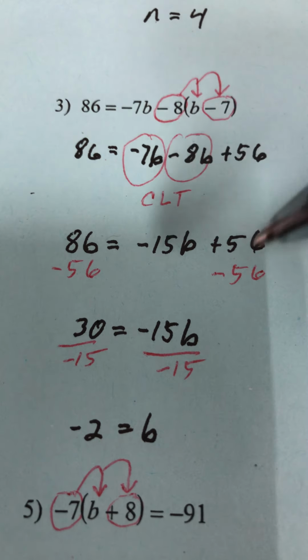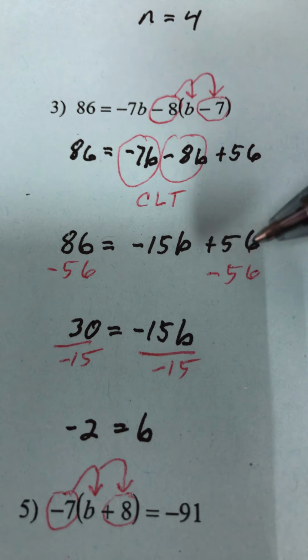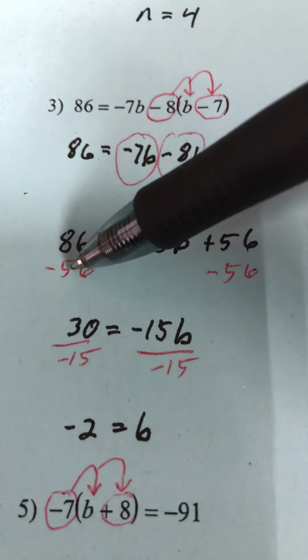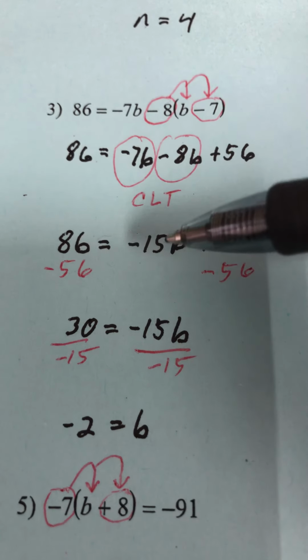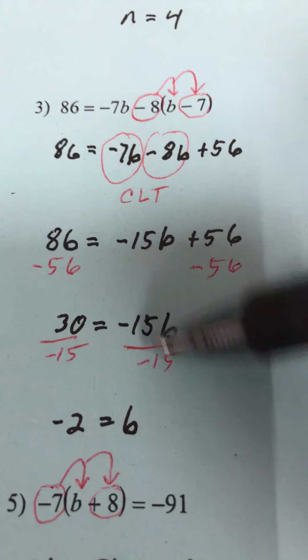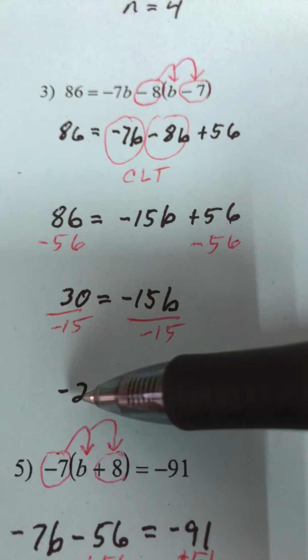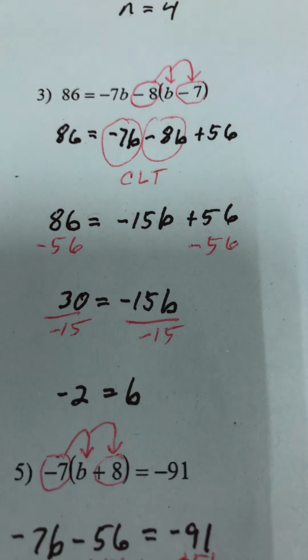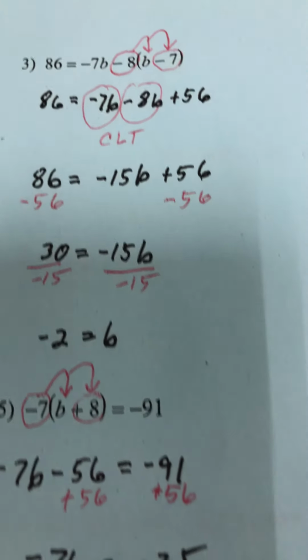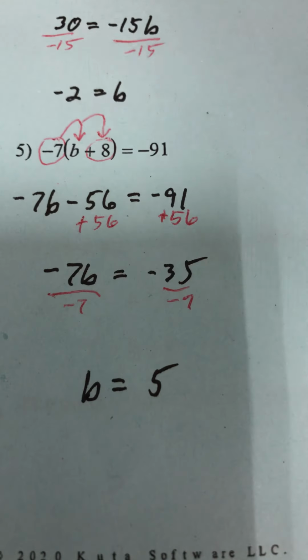That's combining like terms. Now I've got to get rid of this plus 56. So I subtract 56 from both sides, and that leaves me with 30 equals negative 15b. I'm dividing both sides by 15, and that leaves me with negative 2 equals b. You can pause this as needed as I'm just ripping right through this.